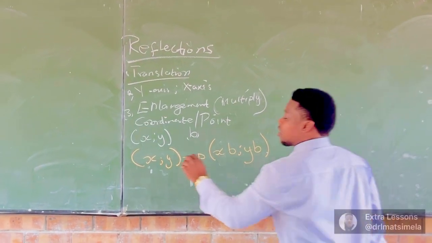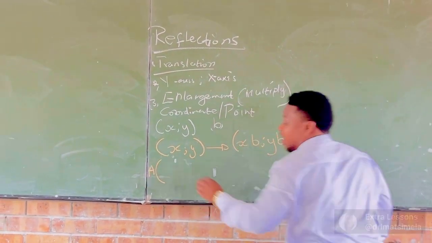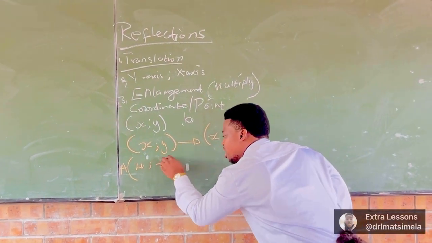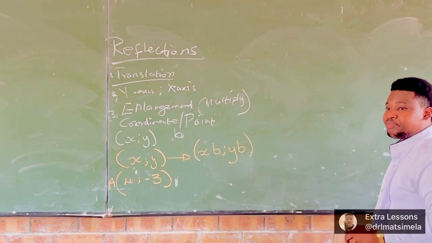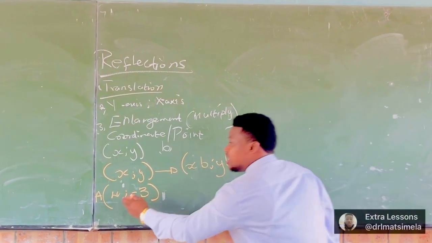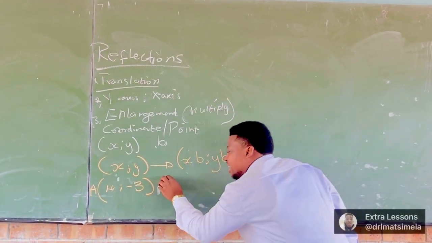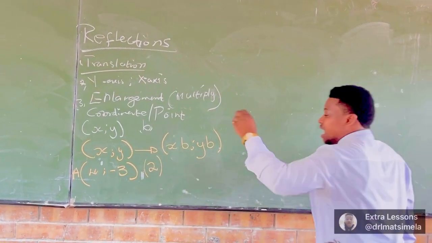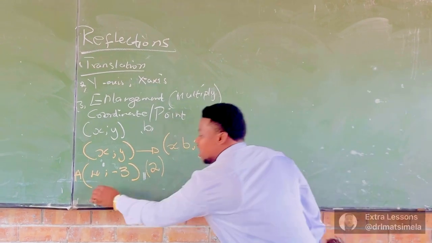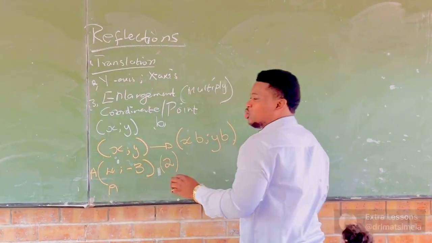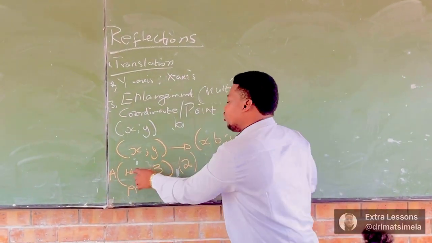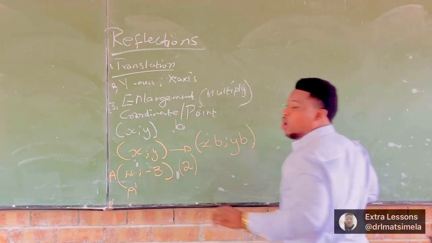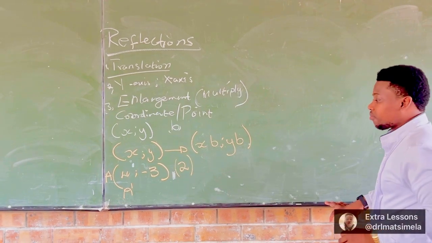Now, I just want to give an example on how we can do it. Let's say, for example, coordinate A is 4 and negative 3. And then they said that the coordinate is being enlarged by factor 2. Then if it's enlarged by factor 2, it is no longer going to be A, because A is 4 and minus 3. So we will call it A1 on top there.